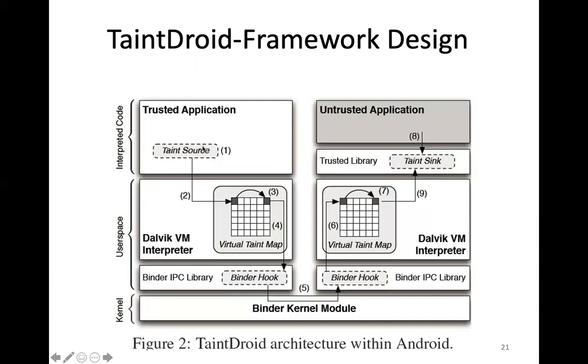In slightly more detail, this is how it works. Whenever an application is executing, it executes inside the Dalvik virtual machine. That's what you see here as the interpreted code. On top of the Dalvik VM interpreter, this application is a trusted application that has some sensitive data it wants to protect. The Dalvik virtual machine actually maintains a taint map. Think about the taint map as basically a data structure that keeps track of the taint information. It's the taint label for each object within the virtual machine.